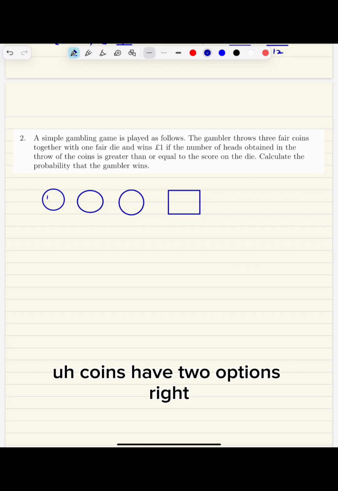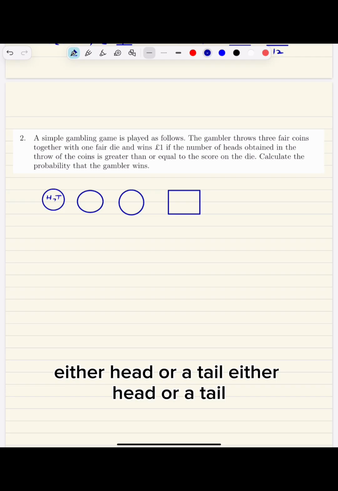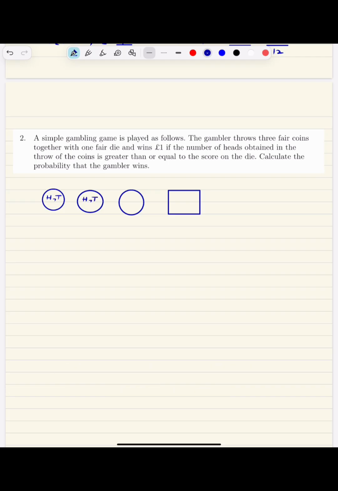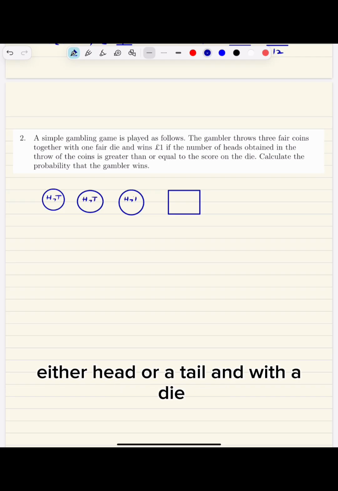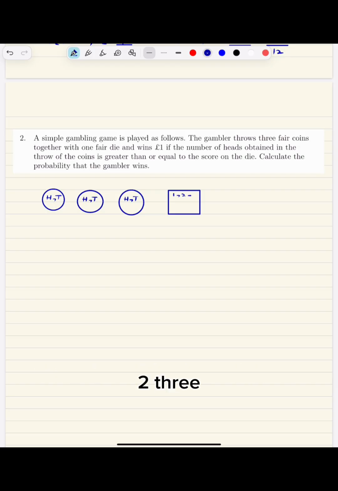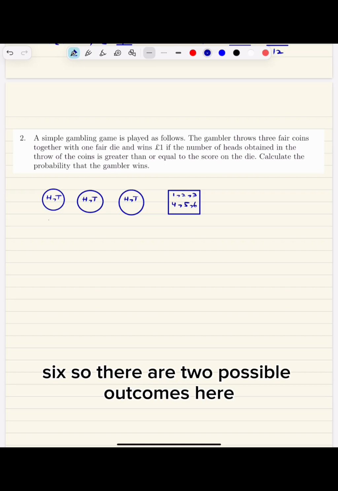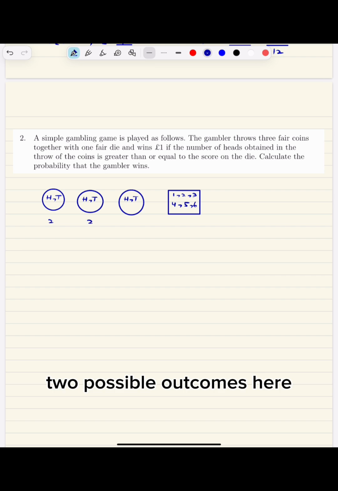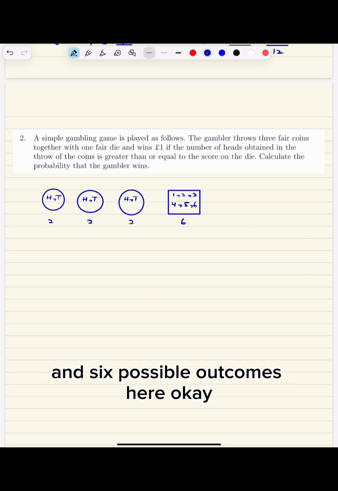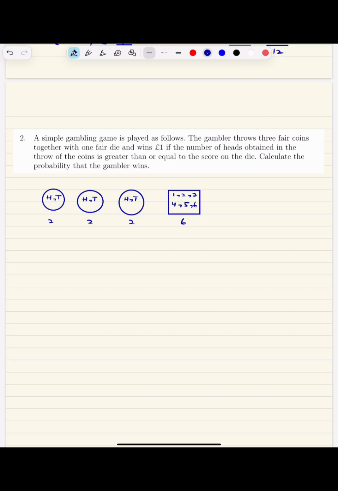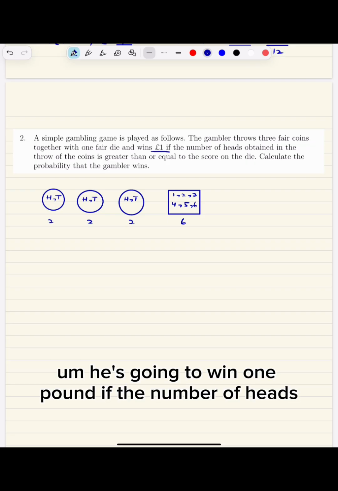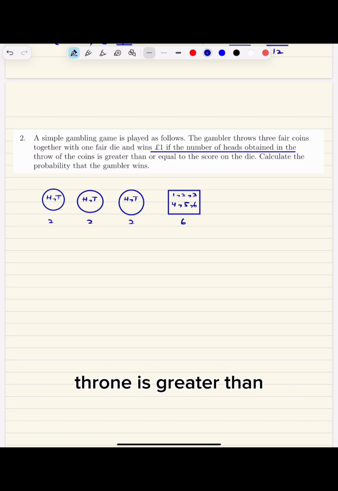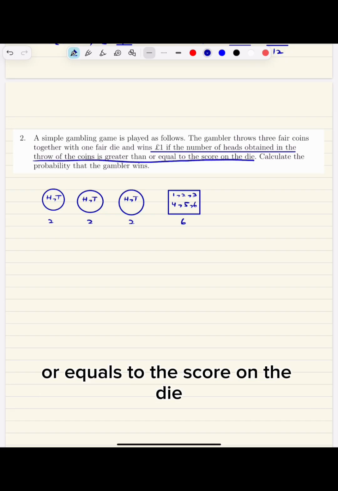Coins have two options, right? Either a head or a tail, for each of the three coins. And with a die, the possible options are 1, 2, 3, 4, 5, 6. So there are two possible outcomes for each coin, and 6 possible outcomes for the die. Okay. He's going to win £1 if the number of heads thrown is greater than or equal to the score on the die.